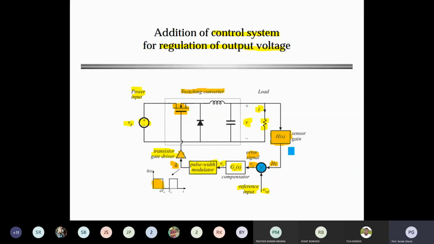Then the error will be there. Then one compensator, or you can say a controller circuit, is there for minimizing that error, means compensating the error. Finally you will get some VC, means control voltage. So now you can compare.